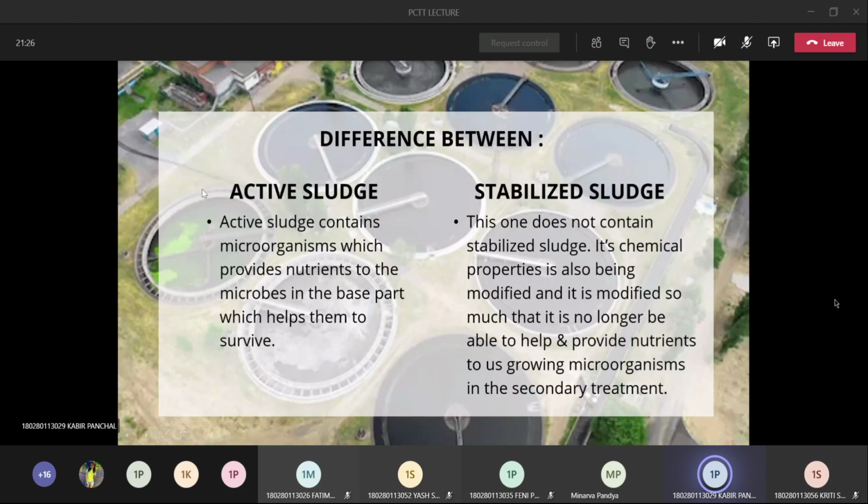So active sludge contains microorganisms which provide nutrients to the microbes in the base part, which helps them to survive. And stabilized sludge does not contain microorganisms. Its chemical properties are also modified, so much that it is no longer able to help and provide nutrients towards growing microorganisms in the secondary treatment.